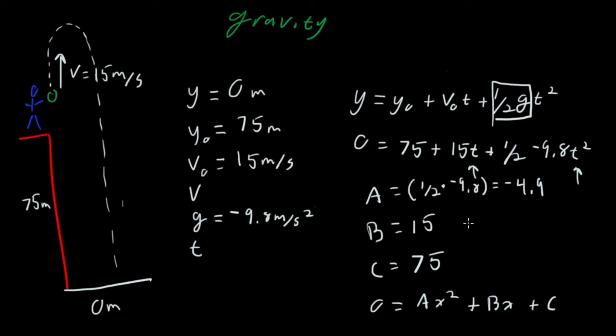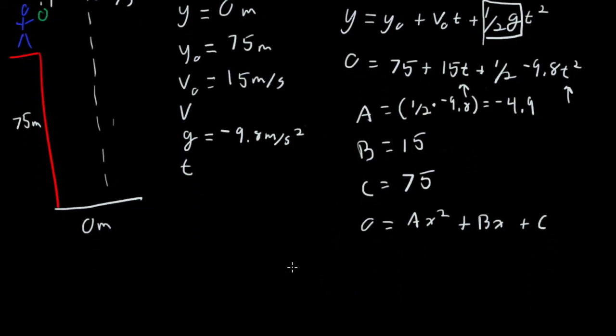But if we enter this into quad form, then I will get two values for t. And I need to figure out which one it is. There is only one answer. I've got negative 2.67 seconds, or I've got 5.73 seconds. Now, which one would that be?